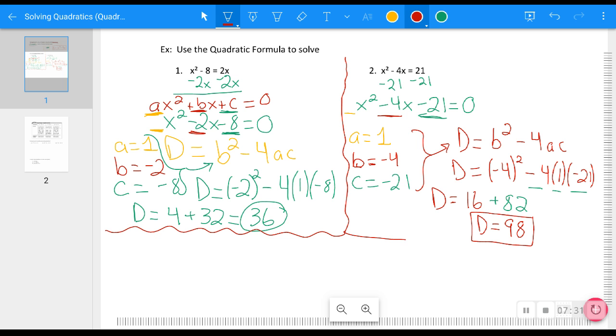And there you go. That's all we had to do for today. The next couple days we'll get into actually using the quadratic formula and deciding which method to use for solving.